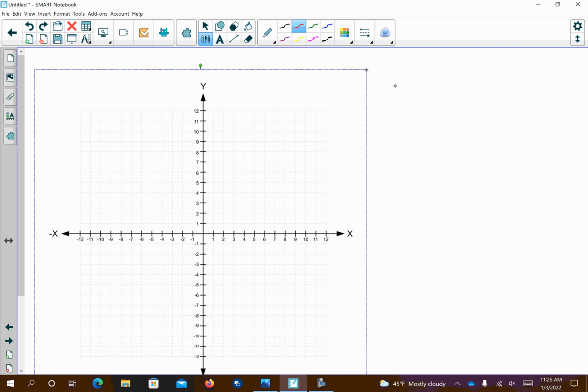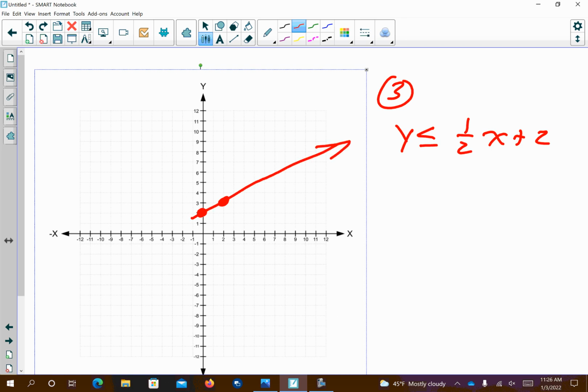Okay, problem number 3. We'll do the first line. Okay, that has a y-intercept of positive 2. Has a slope of 1/2, so up 1, right 2. It's going to be solid because we have the equal sign. And then my other equation we'll do in blue. So negative 2 is our y-intercept. Then I'm going to go down 1, right 4, and this will be dotted.